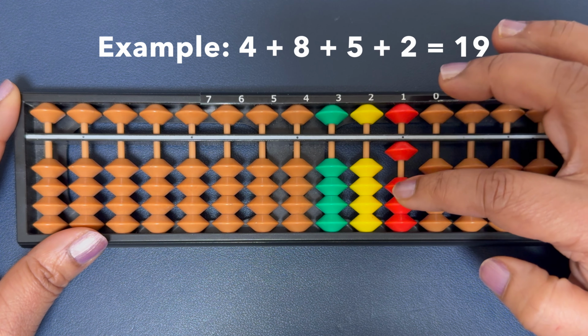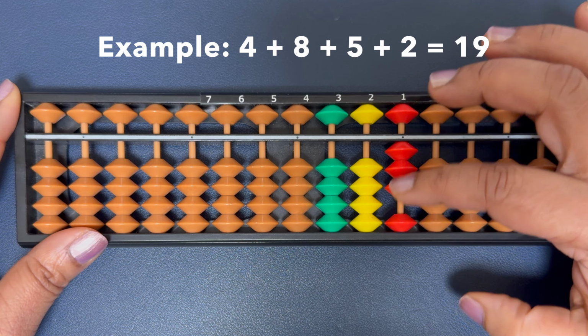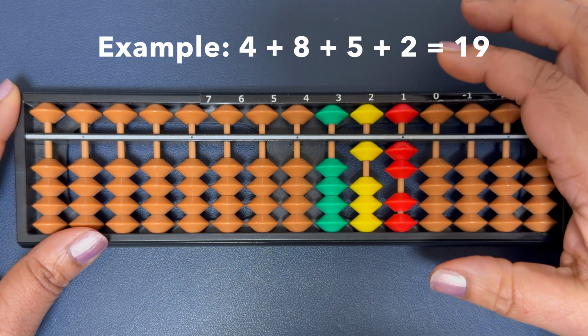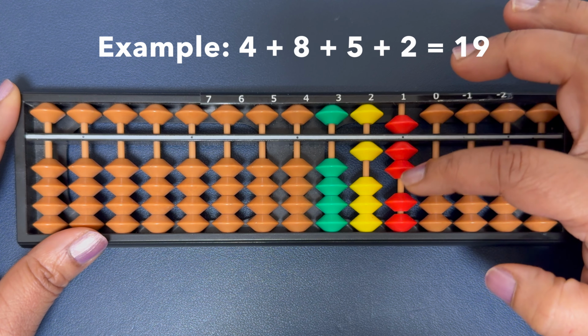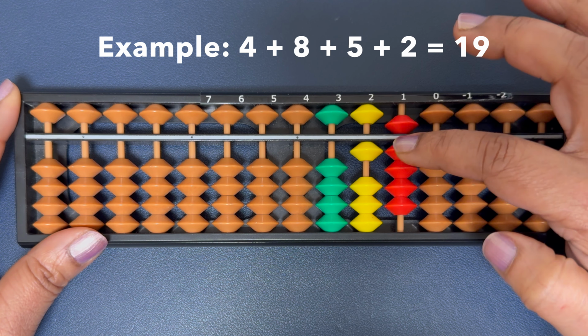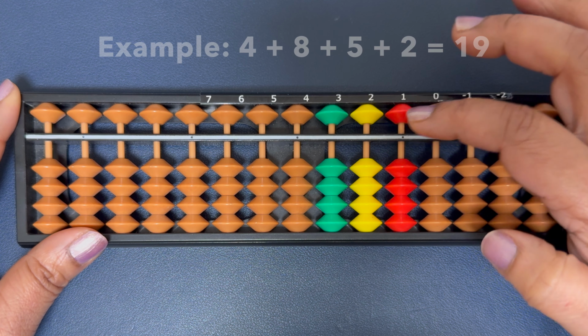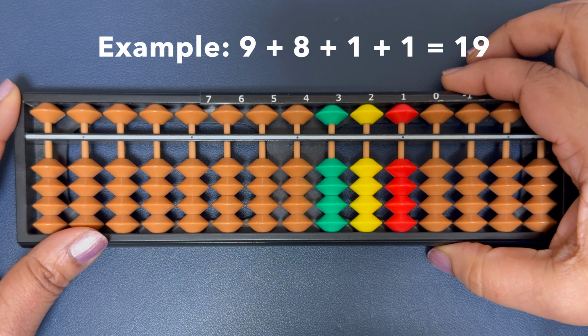Now 4 plus 8 plus 5 plus 2. Add 4. 1, 2, 3, 4. For 8, take 2. 1, 2. Add 10. Plus 5 plus 2. 1, 2. Let's count 10, 15, 16, 17, 18, 19. Answer is 19.